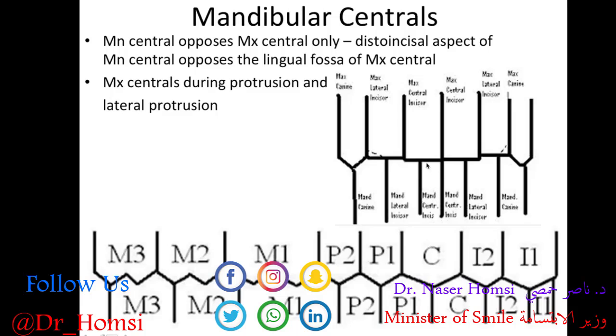And this central is going to be occluding with the distal incisal aspect. The distal incisal aspect of the mandibular central is going to oppose the lingual fossa. So here's the distal part of this tooth, right? And it's going to be occluding with the lingual fossa on the maxillary central. So you can't really see that too well on the picket fence, so that's why it's kind of good to have just a general understanding of how things are fitting together. And then in protrusion, you're going to be contacting the maxillary centrals.